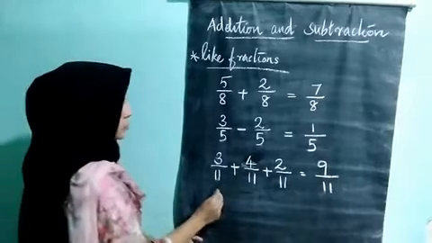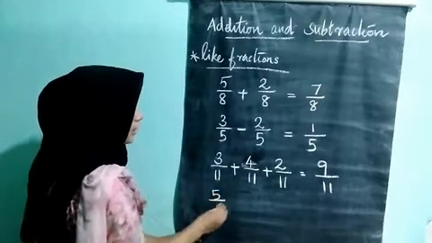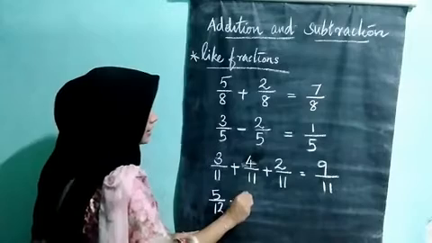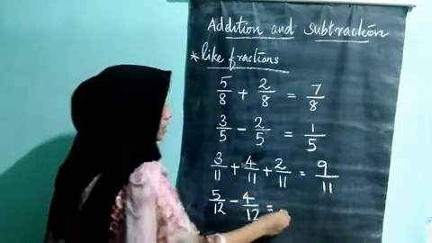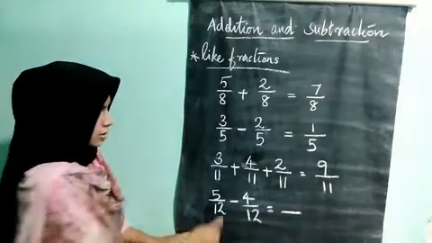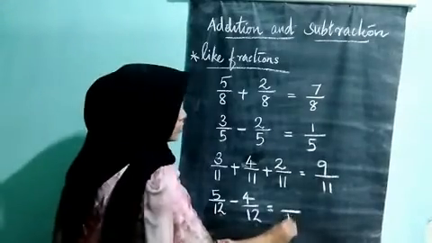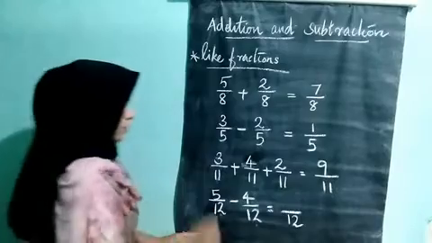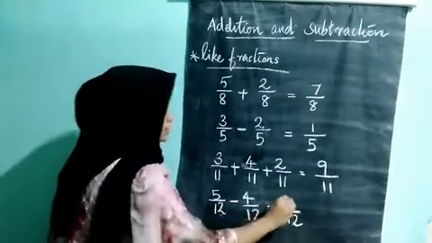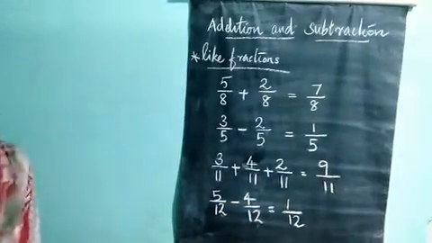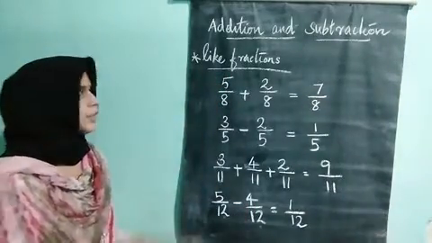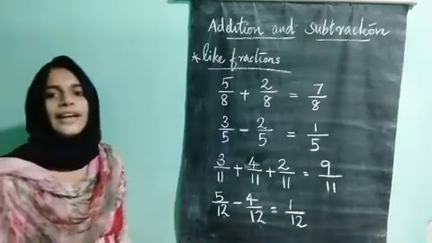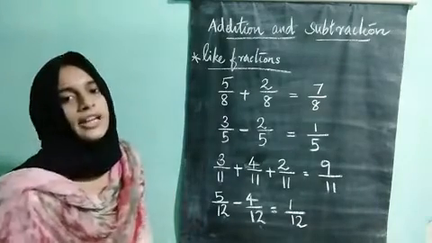Next question. 5 by 12 minus 4 by 12. Like fraction 12, so you should write 12. 5 minus 4, that is 1. So the answer is 1 by 12. All of you write this in your notebook. After that we'll do how to add and subtract unlike fractions.